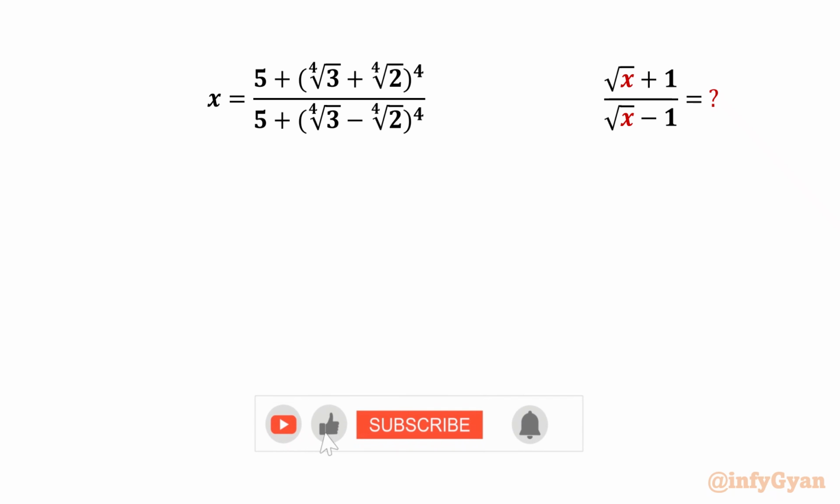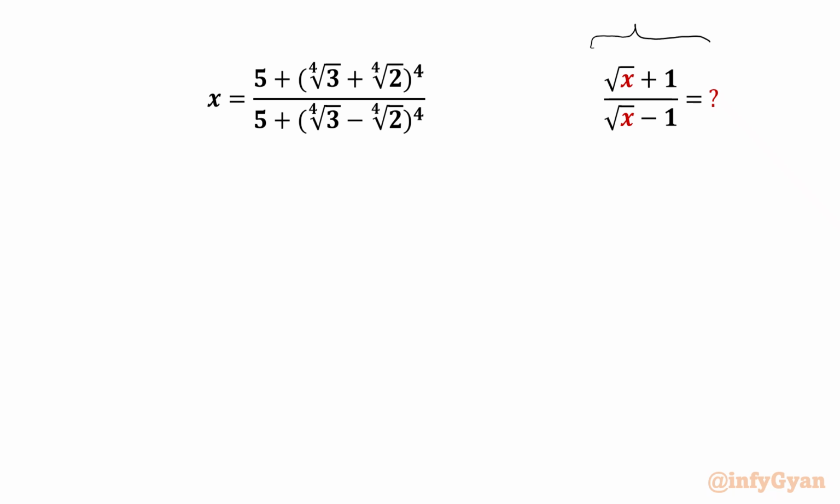Today in this video we have one very interesting and challenging question from algebra. Here we have x equals (5 plus 4th root of 3 plus 4th root of 2) whole power 4 over (5 plus 4th root of 3 minus 4th root of 2) whole power 4. Then we have to evaluate the expression square root x plus 1 over square root x minus 1. Let's say this required expression is E.